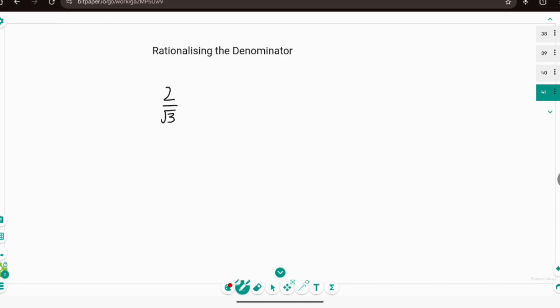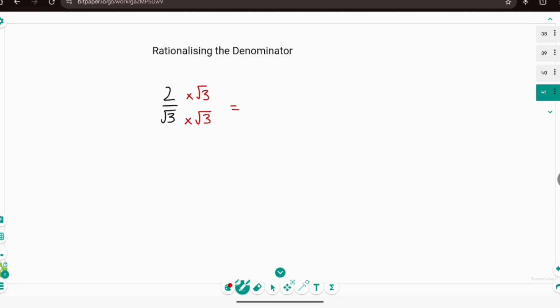At the moment, root 3 is irrational. How do we make it rational? Times it by itself. Now, we're changing this fraction into an equivalent fraction. So it's the same rule as when you are multiplying by a non-surd. Because we're multiplying the denominator by root 3, we also need to multiply the numerator by root 3.